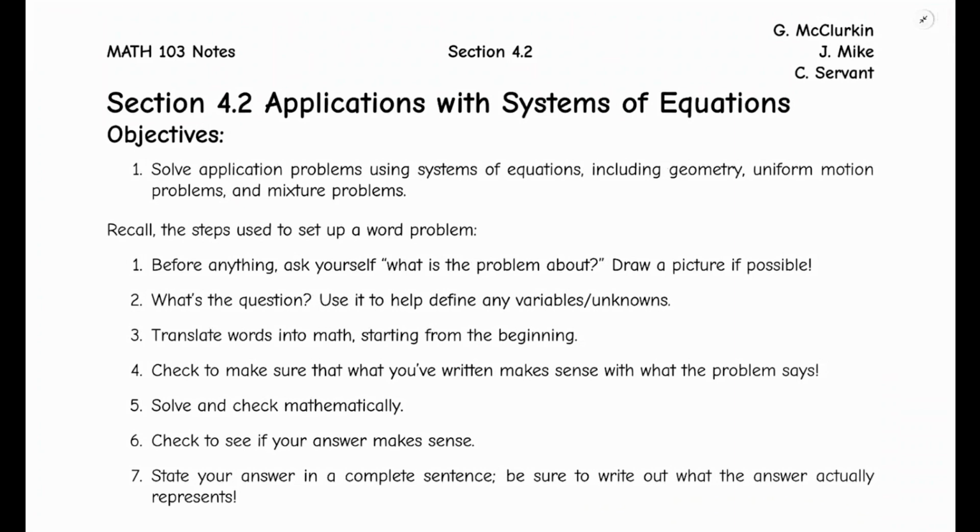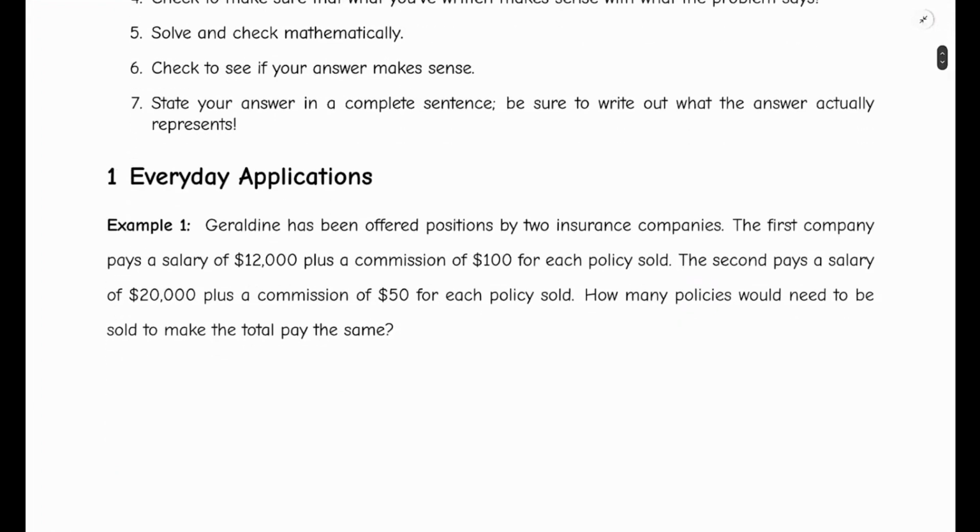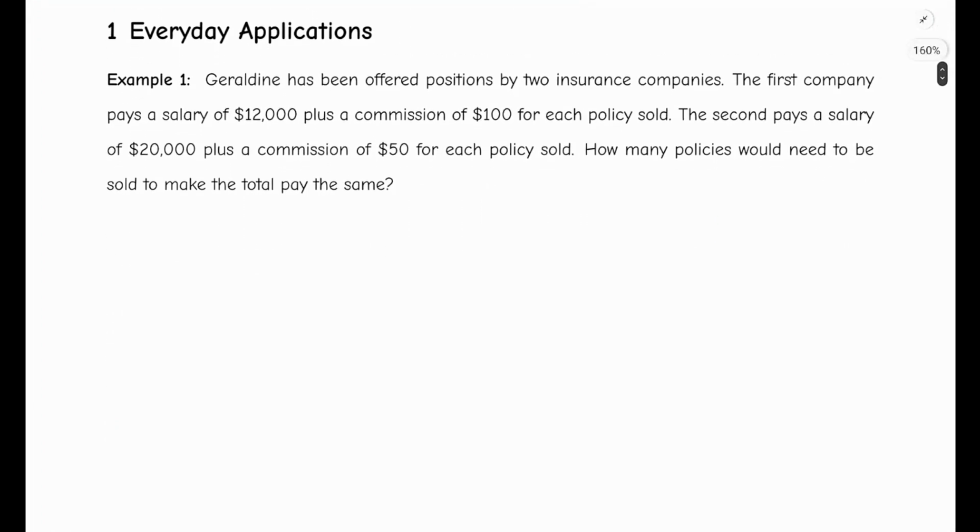Hello, this is section 4.2, Applications with Systems of Equations. I'll let you read through the steps used to set up a word problem. Part 1, Everyday Applications. Example 1.